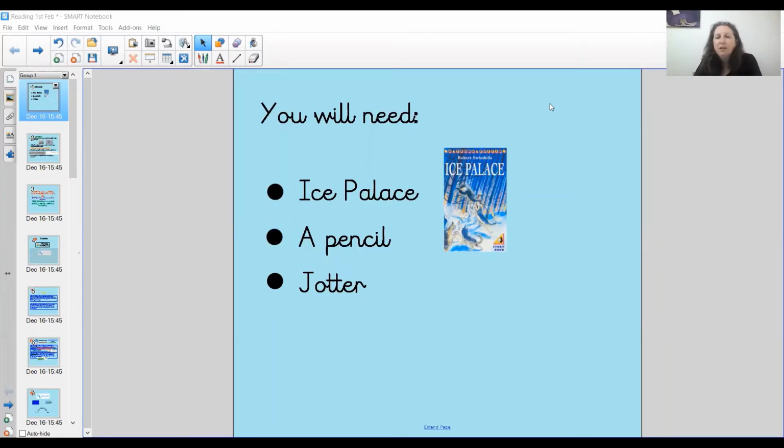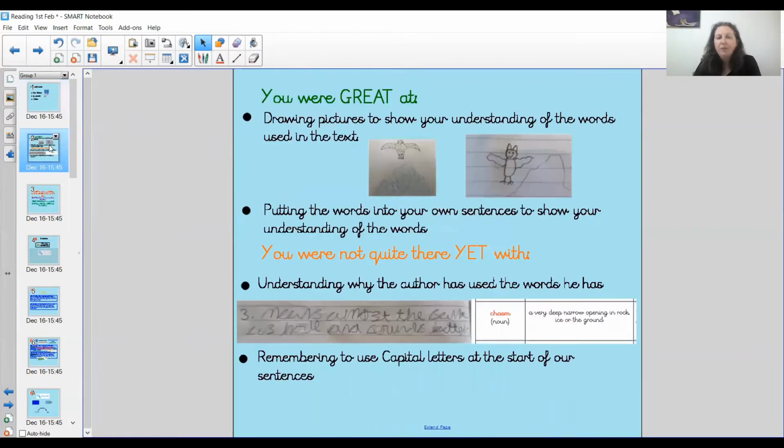So before we start the main lesson, what I would like to do is to do our little feed forward. So last week you were great at drawing pictures to show your understanding of the words used in the text. Okay, these pictures were fantastic and it really did show that you understood the word and you knew what the word meant. Okay, you were really good at putting these words into your own sentences, which again showed your understanding of those words.